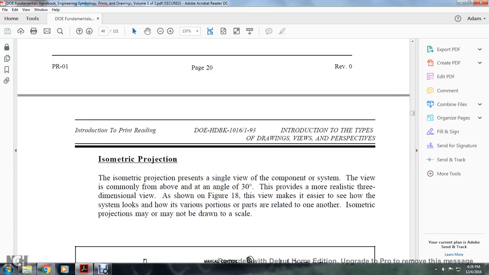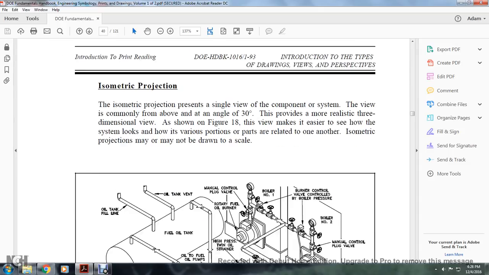Isometric projections present a single view of the components of the system. The view is commonly from above at an angle of 30 degrees, providing a realistic three-dimensional view as shown in Figure 18. The view makes it easier to see how the system looks and how the various parts are related to one another. Isometric projections may or may not be drawn to scale.